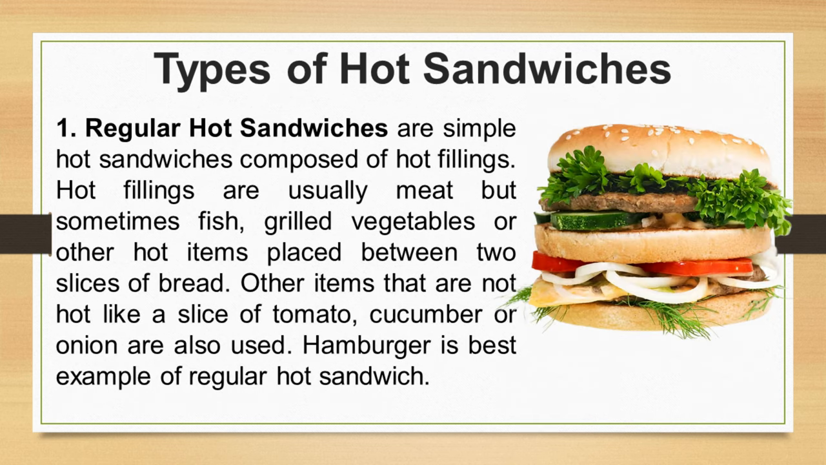Types of hot sandwiches. Number 1. Regular hot sandwiches are simple hot sandwiches composed of hot fillings. Hot fillings are usually meat, but sometimes fish, grilled vegetables, or other hot items placed between two slices of bread. Other items that are not hot, like a slice of tomato, cucumber, or onion, are also used. Hamburger is the best example of a regular hot sandwich.